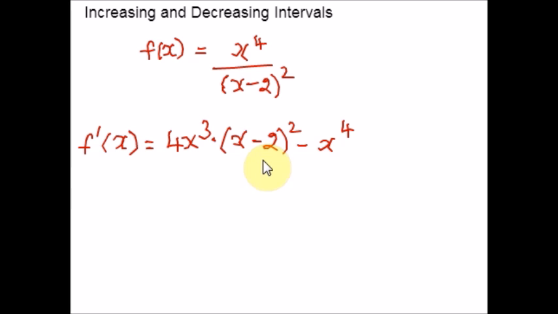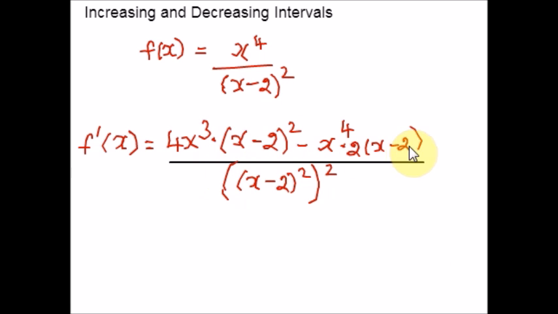You can apply the power rule for the second function, but please note that this is a function within another function, so you have to apply the chain rule. 2 times (x minus 2). The derivative of x is 1, and multiplying anything by 1 gives the term itself, so you need not mention it separately. Divided by the square of the second function.